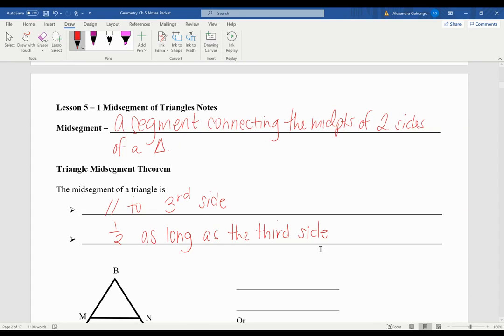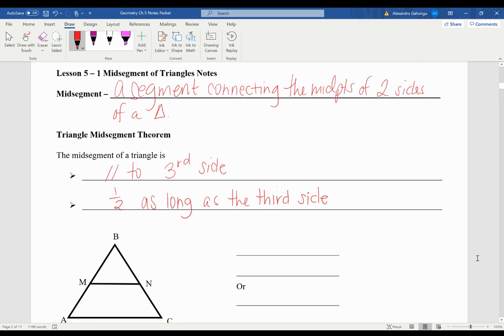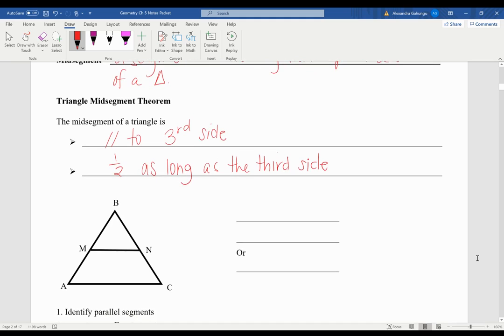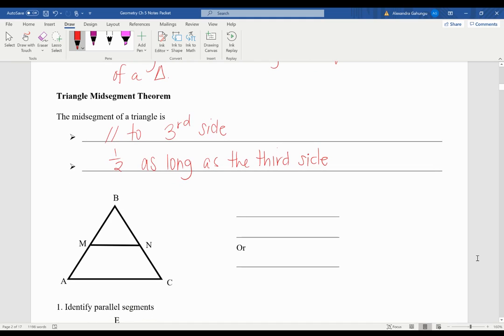Okay, so this is just a short video to review the mid-segment of our triangle. It's a segment that connects the midpoints of two sides of our triangle. And two facts about our mid-segment is that it's parallel to the third side and it's half as long as our third side. So these two pieces of info are what we're going to use to solve for x. So we'll draw and label the parts in this triangle here.